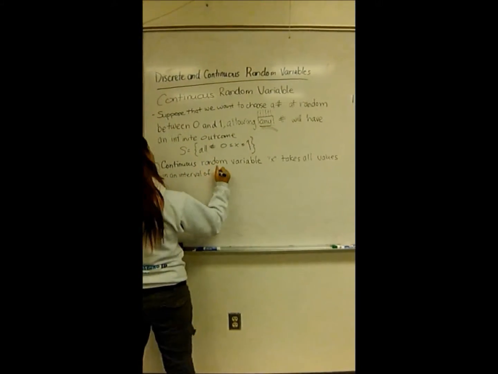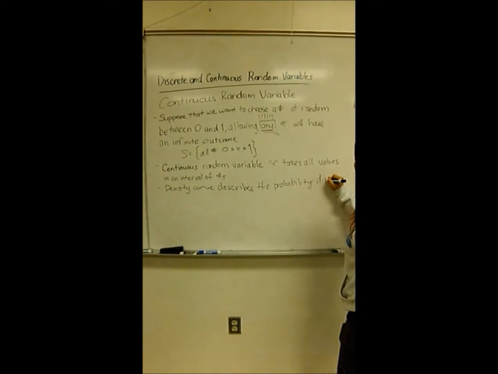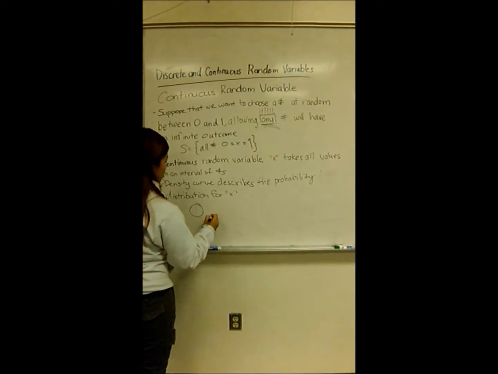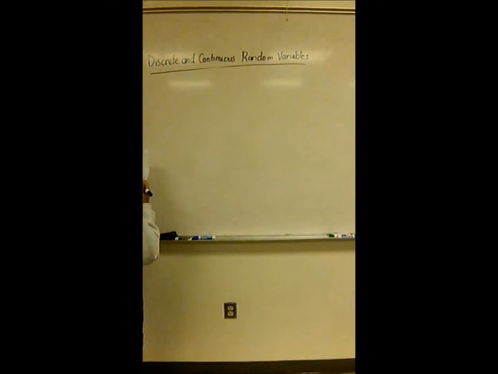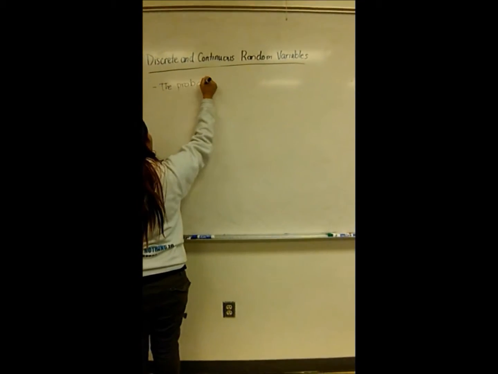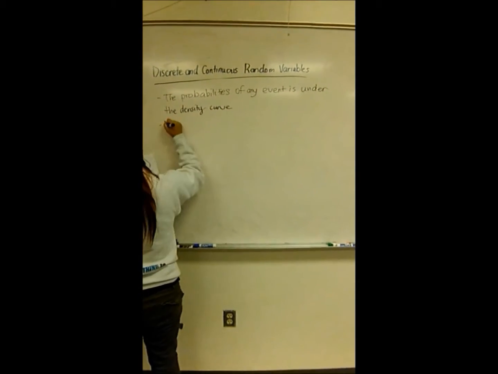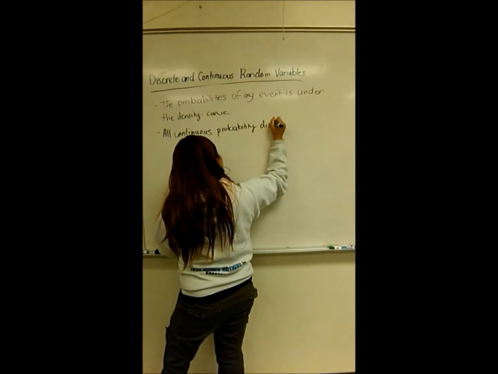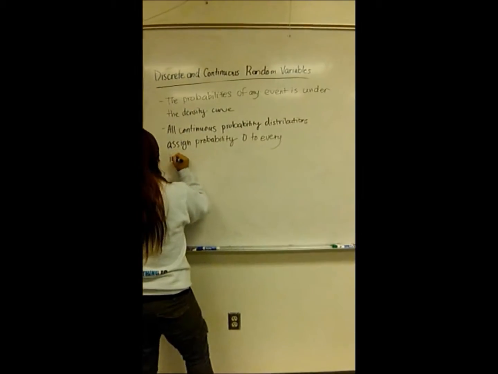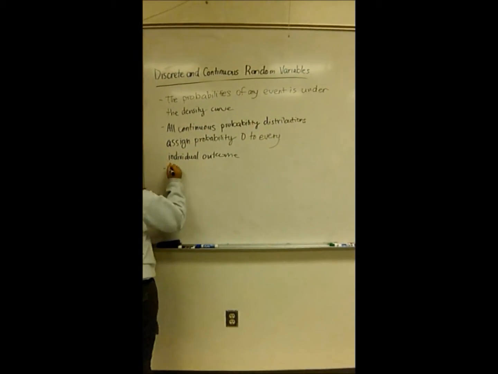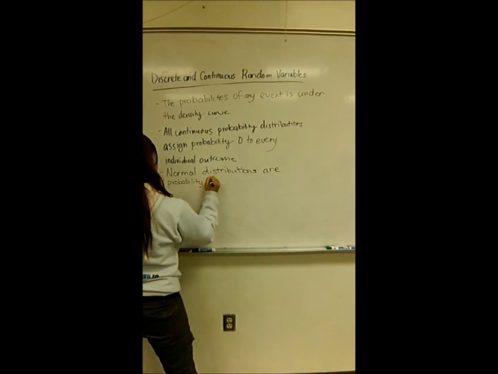The continuous random variable x takes all values in an interval of numbers. A density curve describes the probability of this actually occurring. To follow, the probability of any event is the area under the density curve. All continuous probability distributions assign probability 0 to every individual outcome. Normal distributions are probability distributions.